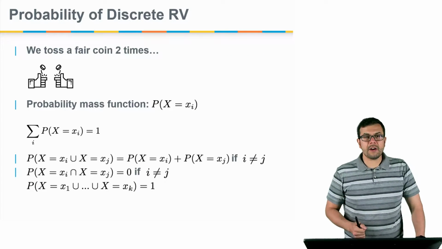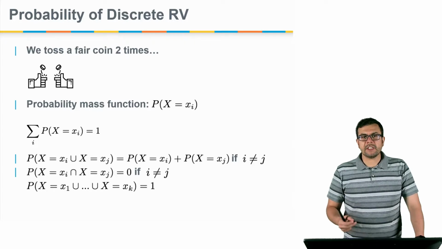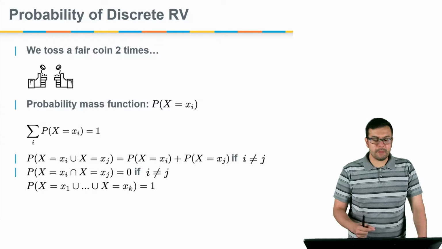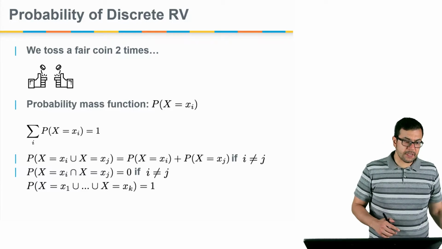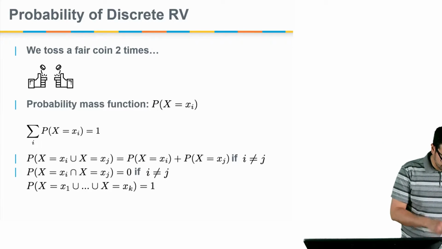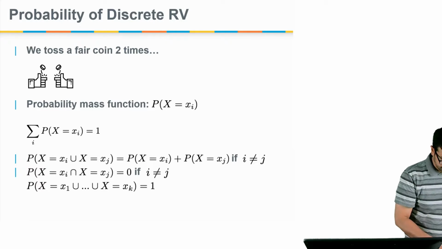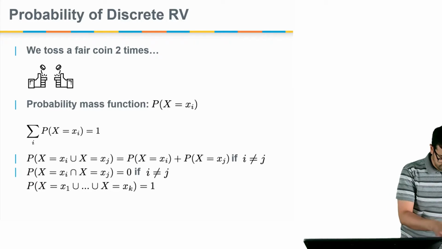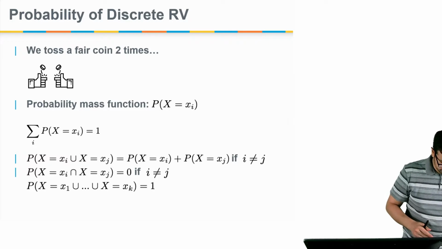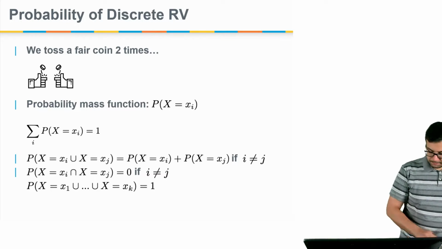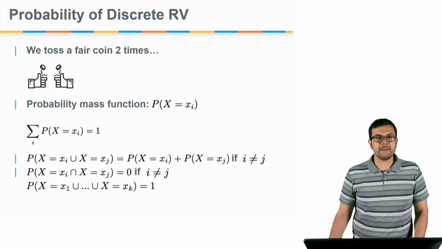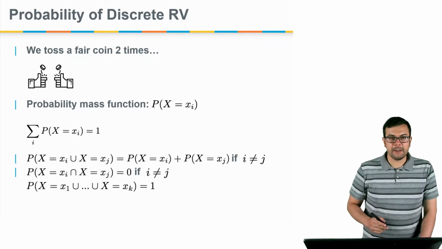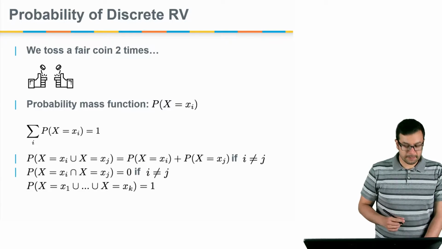Let's take a look at another example. We toss a fair coin 2 times. So what is the probability? Let's take a look at the probabilities. To understand the random variable better, let's take a look at another example. We toss a fair coin 2 times.